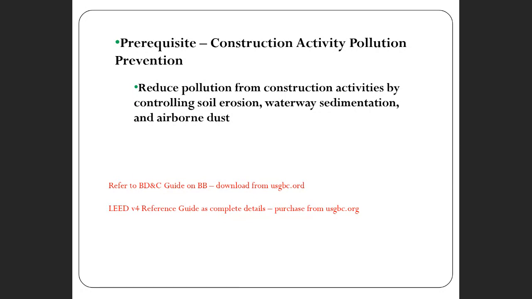So again, the BD&C guide is on Blackboard. You can also download all the stuff from usgbc.org. Sorry, that should be ORG, not ORD. ORG like the organization as opposed to ORD, the airport. The definitive guide to all these things are the reference guides. That has all the complete details, exactly how you score all these things, that you have to purchase from usgbc.org, or your firm might have a copy of that already.